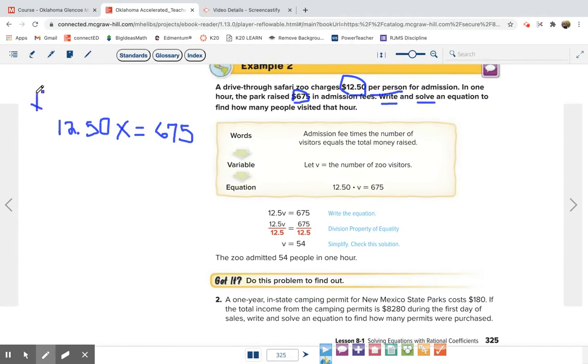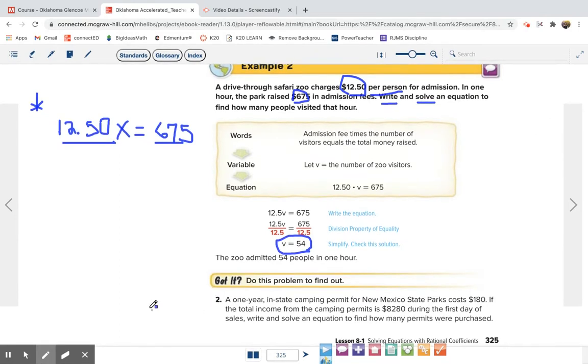Here is our equation. $12.50, or 12.5, 1250, x equals 675. Then we have to solve it. So we would divide both sides by 1250, and that is how they got 54. That just means the zoo admitted 54 people in 1 hour.